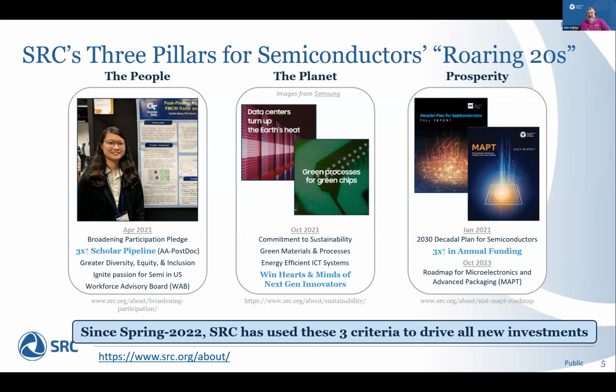Of course, the planet, there's only one of those. We want to make sure we have green processes and sustainable operations. And of course, what I'll talk more about in a couple of seconds is how we plan for the future. How do we roadmap? What are the challenges that we see?